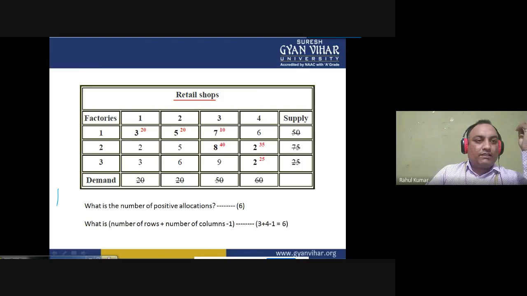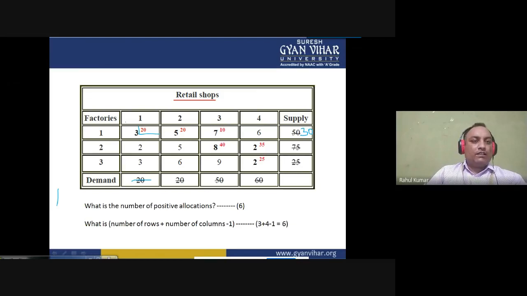Adopt this 20 and write 20 in this column, and this is an allocated row. If 20 is here, then this 20 and this 20 will cancel out, and here 30 is remaining. So put 30 here. 50 minus 20 leaves 30 remaining here.